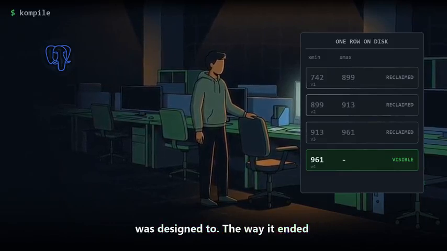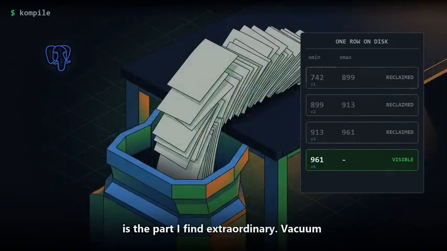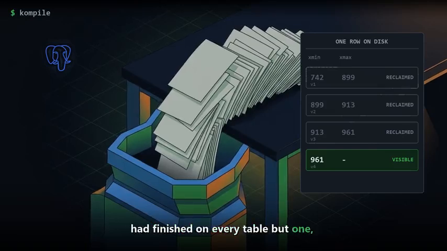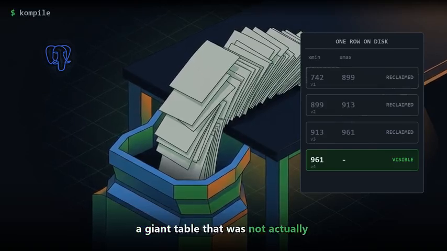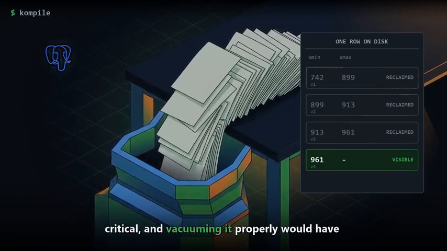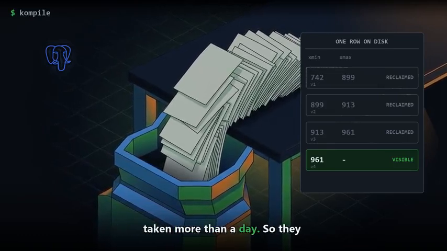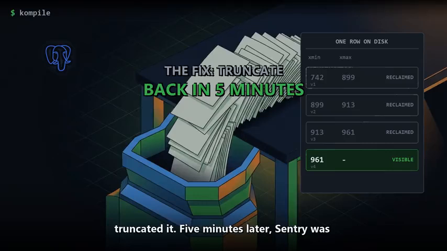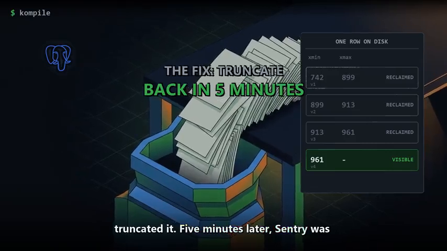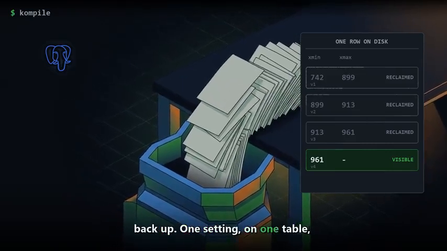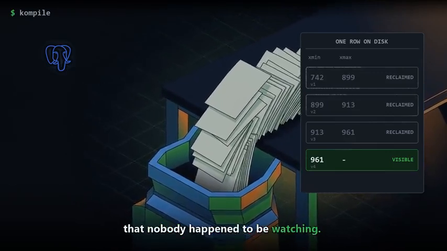The way it ended is the part I find extraordinary. Vacuum had finished on every table but one, a giant table that was not actually critical, and vacuuming it properly would have taken more than a day. So they truncated it. 5 minutes later, Sentry was back up. One setting on one table that nobody happened to be watching.